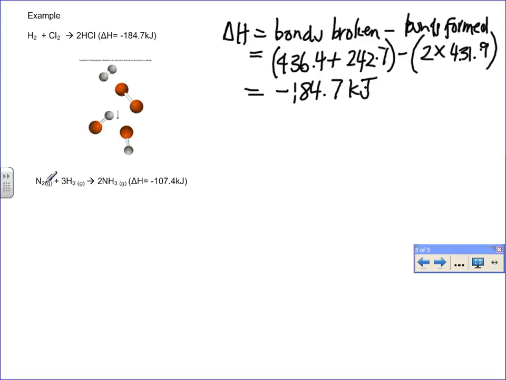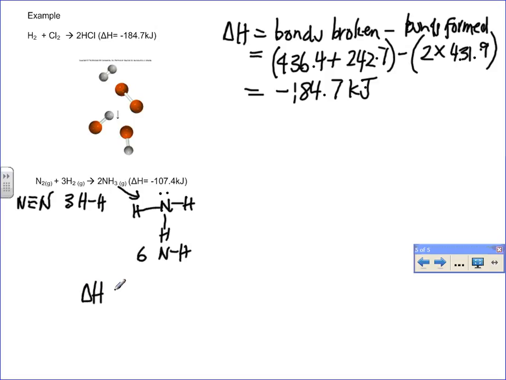For this next one, we've got N2. Like I said, you need to draw the Lewis structure, and if you draw it, you'll see that it's a triple bond. Then we've got 3 H-H bonds, and those ones are single. And in this case, NH3 is ammonia, and this is the Lewis structure for it. So when we've got 2 NH3 molecules, we've actually got 6 N-H bonds. So in this, we're breaking this bond, we're breaking this bond, and we're forming 6 N-H bonds.